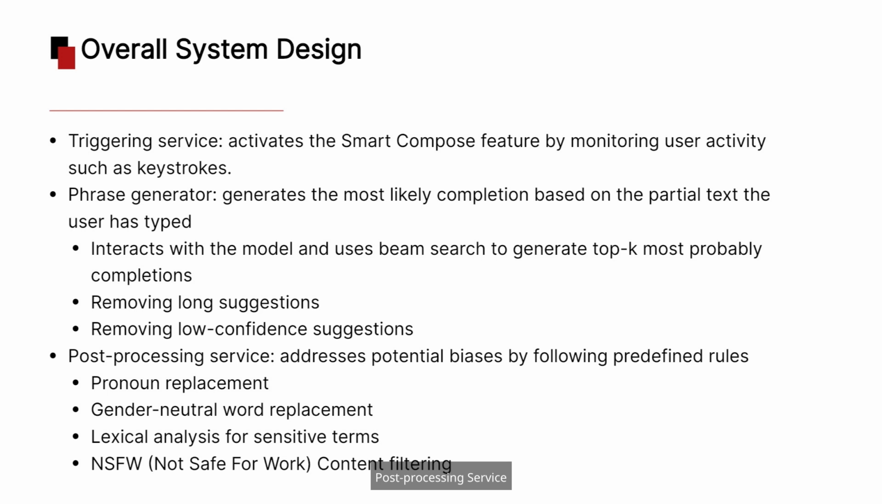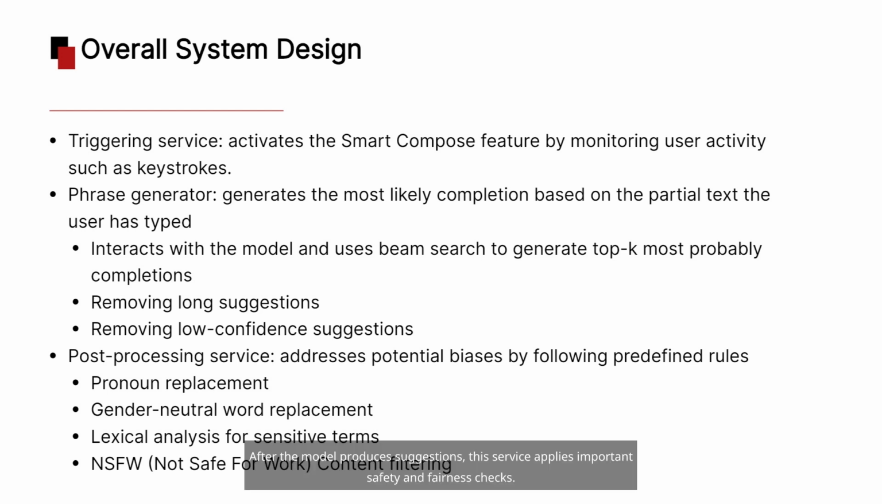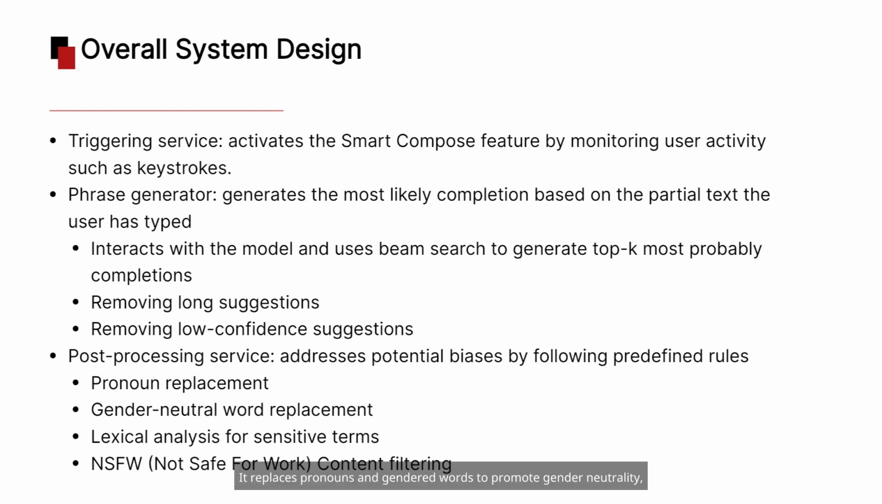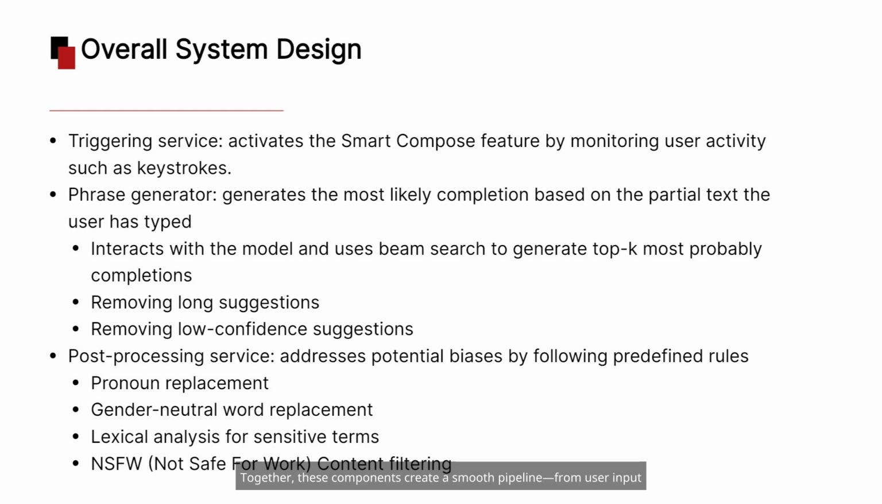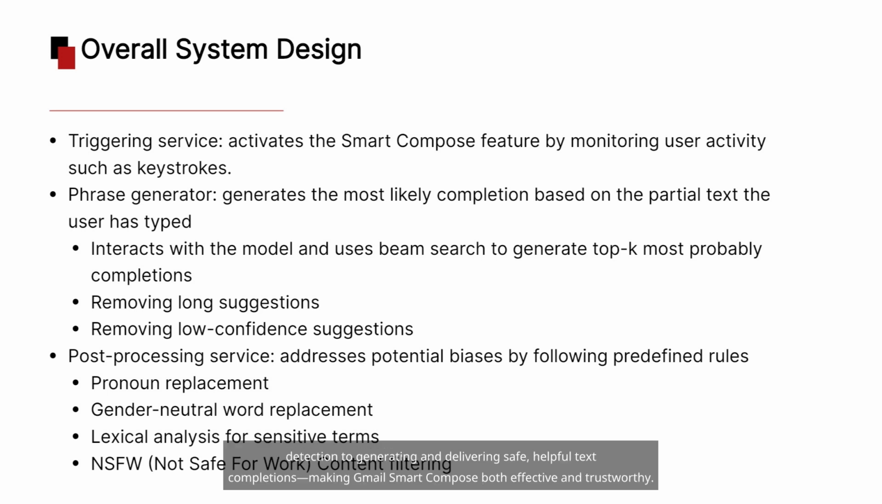Third, post-processing service. After the model produces suggestions, this service applies important safety and fairness checks. It replaces pronouns and gendered words to promote gender neutrality, performs lexical analysis to detect sensitive or inappropriate terms, and filters out NSFW content. These steps help prevent biased or offensive suggestions and ensure the feature aligns with ethical guidelines and user expectations. Together, these components create a smooth pipeline, from user input detection to generating and delivering safe, helpful text completions, making Gmail Smart Compose both effective and trustworthy.